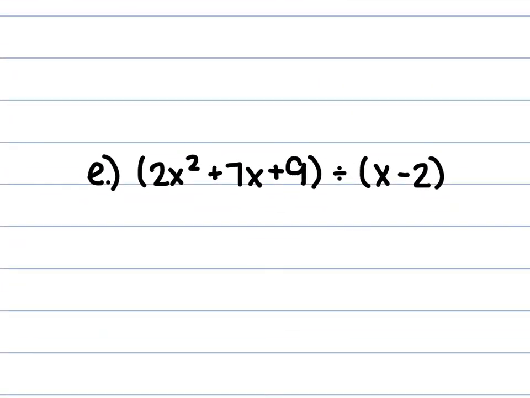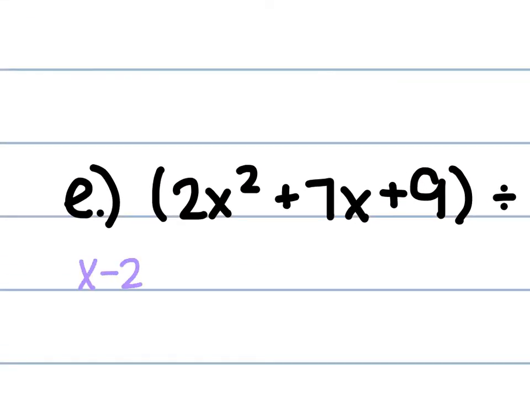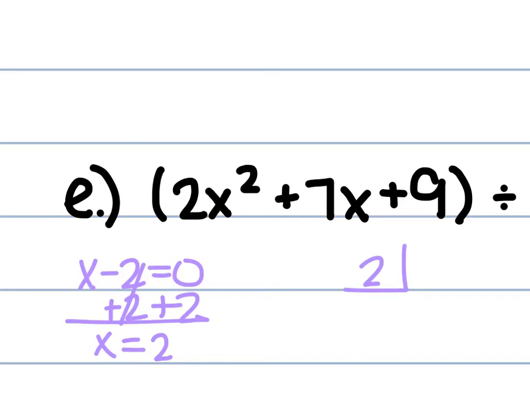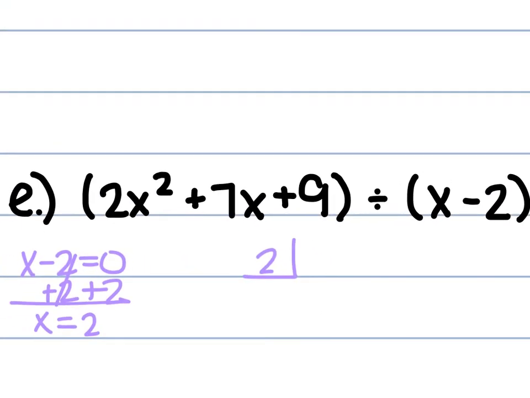For E, we have 2x squared plus 7x plus 9 divided by x minus 2. So again, we're going to do the x minus 2 is equal to 0. Move the 2 over by adding it to both sides. X is equal to 2. 2 is going to go on the outside. We have a 2, a 1, and a constant for our exponents. So we're going to keep our coefficients 2, 7, constant is 9.